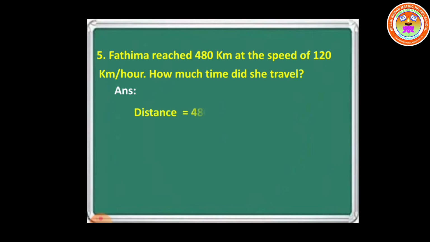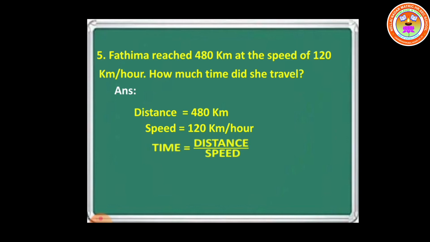Given distance equal to 480 km and the speed equal to 120 km per hour. We want to find time. The relation is distance by speed. What is the relation? Time is equal to distance by speed. Substitute the values. 480 divided by 120, which is equal to 4 hours. Therefore, Fatima traveled 4 hours.